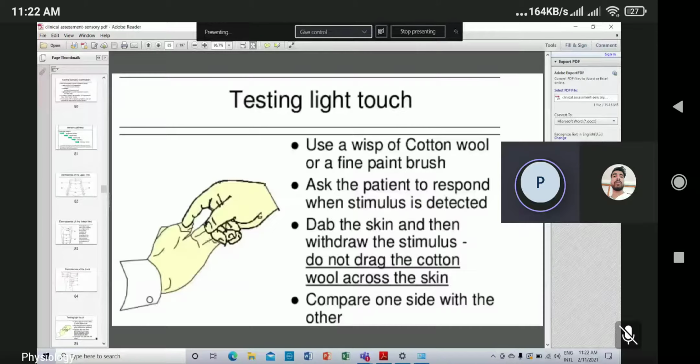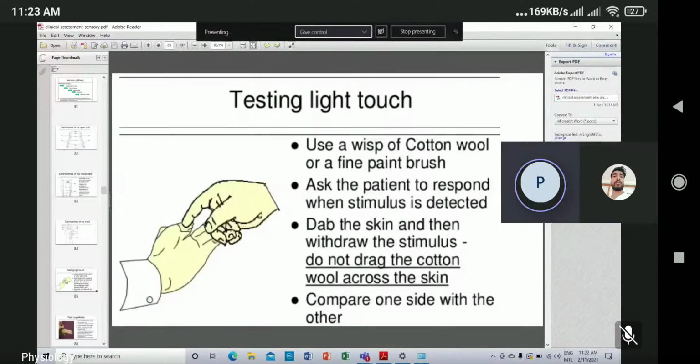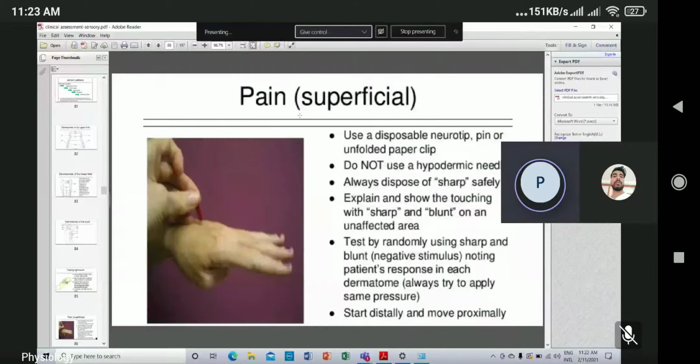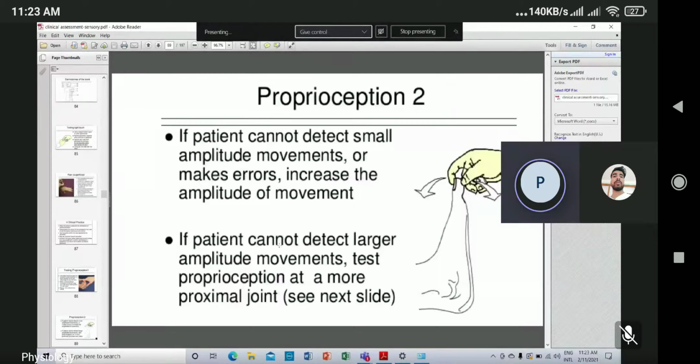This is how we test light touch with the help of a cotton wisp. After that, we examine for pain with the tip of the pin. Then this is the examination of proprioception. We put the patient's finger in different positions and ask the patient to indicate in which position the finger is, with the patient's eyes closed. Proprioception can also be examined by doing the same thing on the great toe.